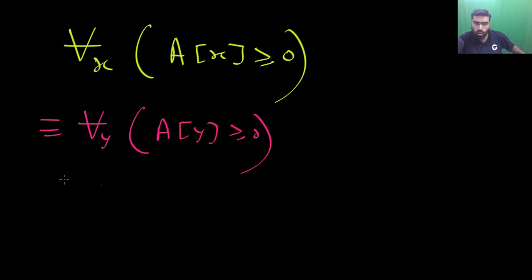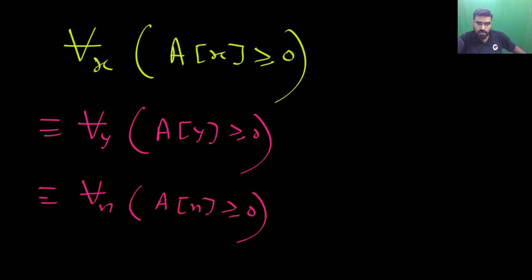Everything is fine. All of them are correct. If your answer is for all n, an is greater than 0, that is also correct. So remember, if this is your answer, that is also correct. If this is your answer, that is also correct. If this is your answer for all n greater than or equal to 0, this is also correct.